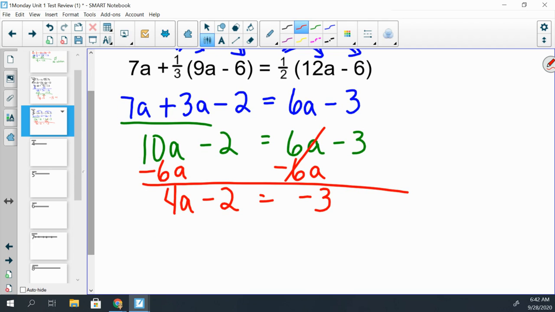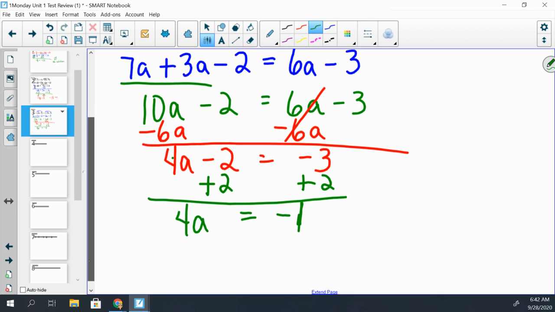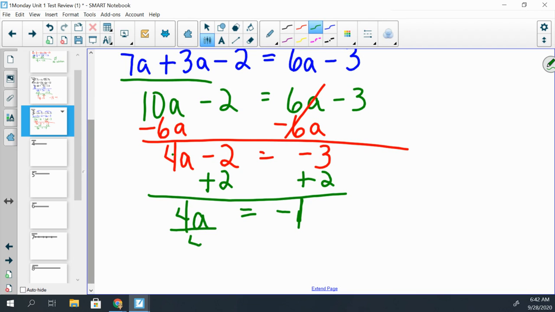So now it's just a two-step problem. So I'm going to add 2 because that's what I need to eliminate to get a by itself. And I'm left with 4a equals -1. There we go. And then to finish up to get a by itself, I'm going to divide by 4.